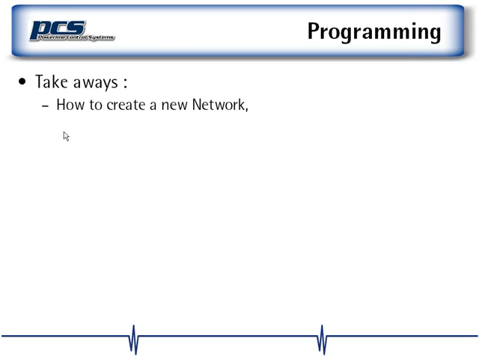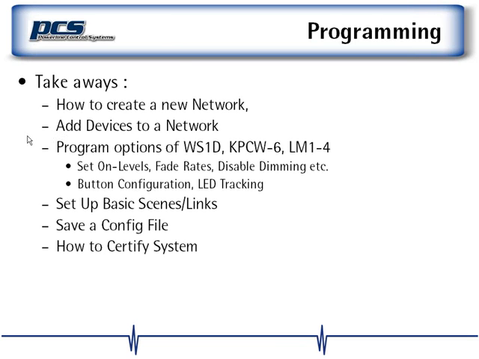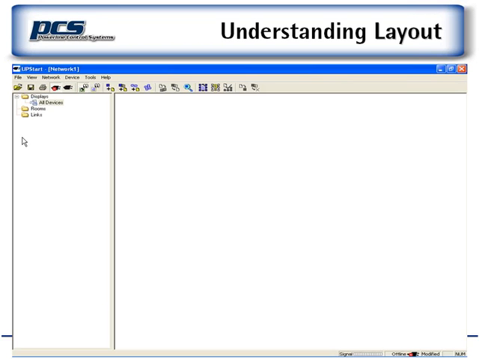So, some of the takeaways we're going to do is how to create the network, how to add the devices a couple of different ways. Some of the programming options that we can set up in a wall switch, the keypad, and the lamp modules. We're going to set up a basic links, how to save your file, and how to certify your system again.